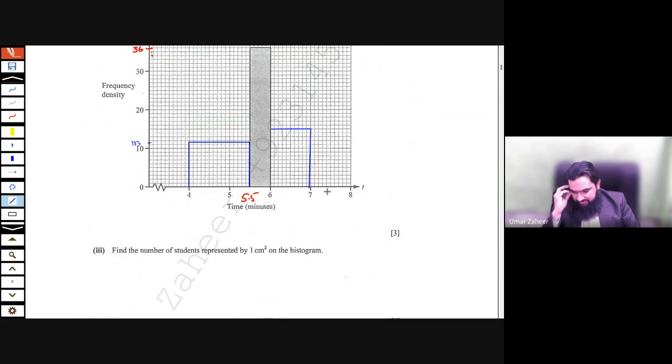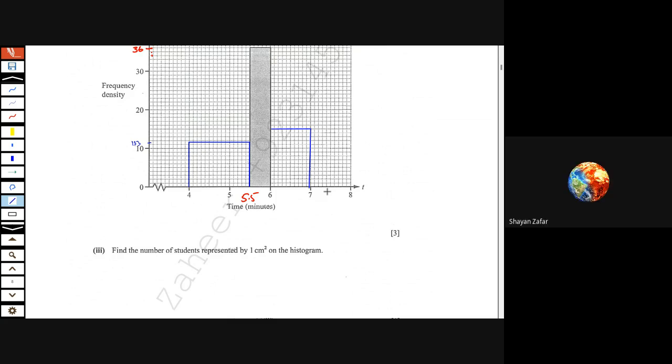Find the number of students represented by 1 centimeter square on the histogram. Okay. So 1.6 square.